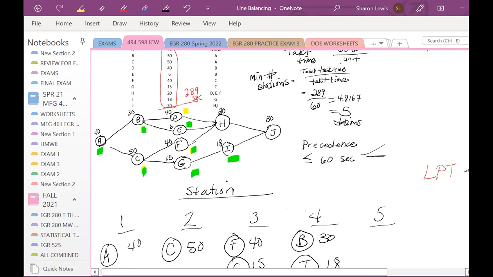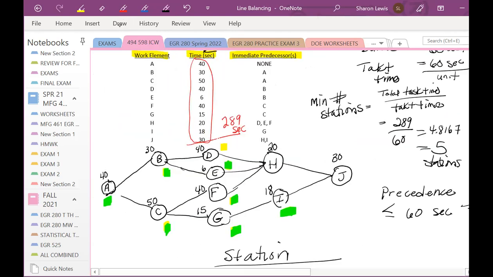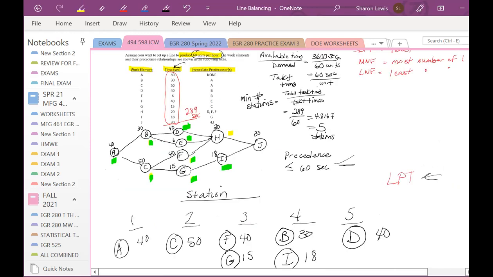The next one that has to go in is D, and D cannot go into station 4. So D starts a new station. So there's 40. Okay, so let's mark D as in. And now our candidate is H. It's our only choice.